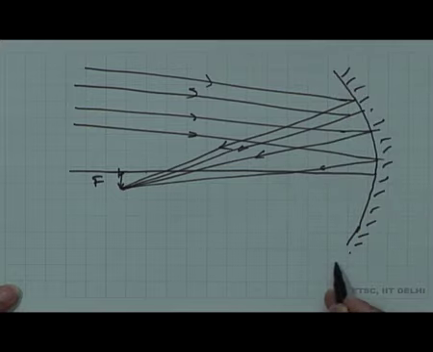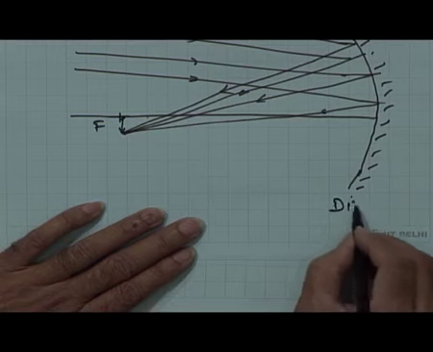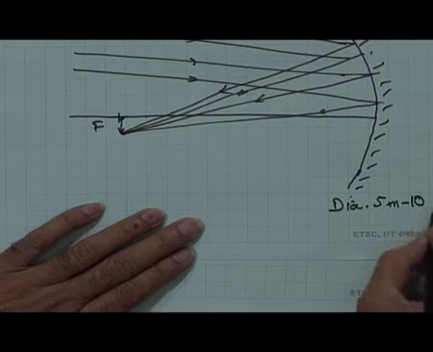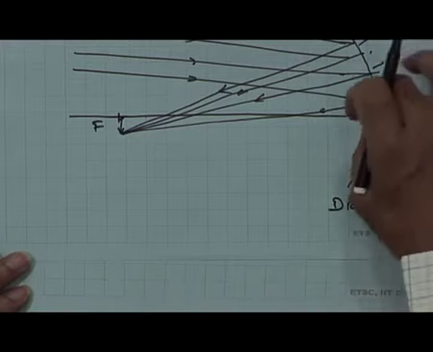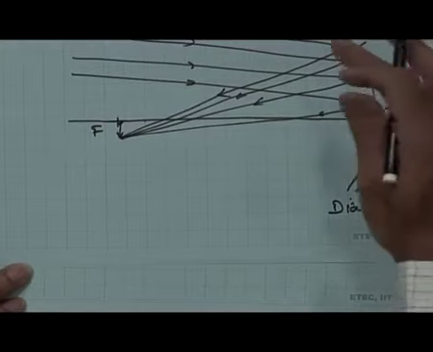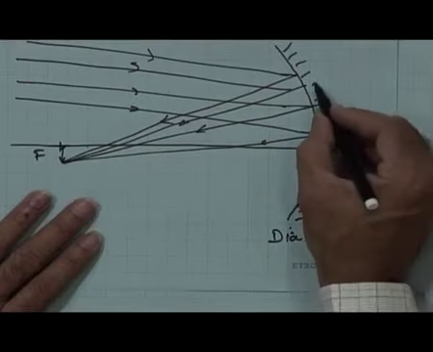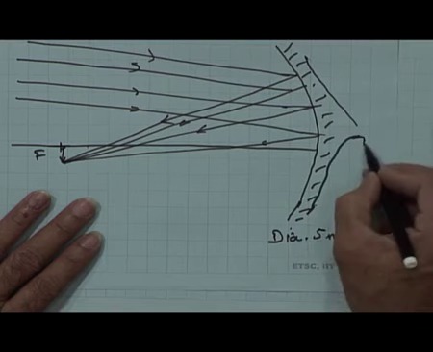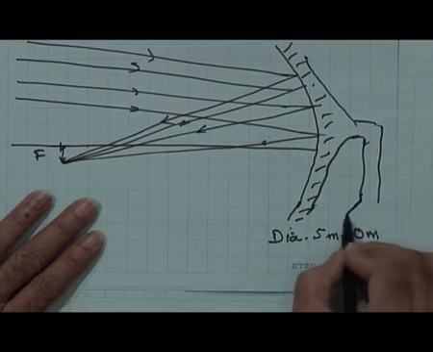Huge mirrors of the order of 5 meter to 10 meter diameter have been fabricated. You can have different segments, pieces of the mirror which can be put together. And second, this can be held with a huge metallic steel beam or something like this. I am just showing some typical way it could be held.